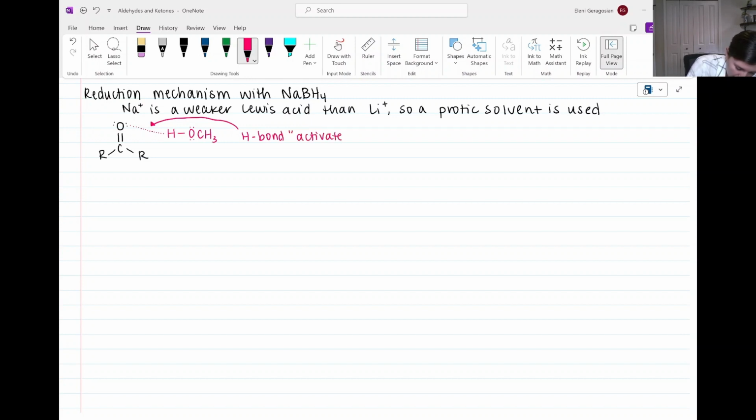activates the carbonyl, carbon double bonded to oxygen. This has a similar effect to the oxygen coordinating to the lithium. It pulls electron density away even further from that carbonyl carbon. So now we have boron with 4 hydrogens. Again, we'll emphasize one bond to hydrogen. It is bonded to 4 and it has a negative charge.